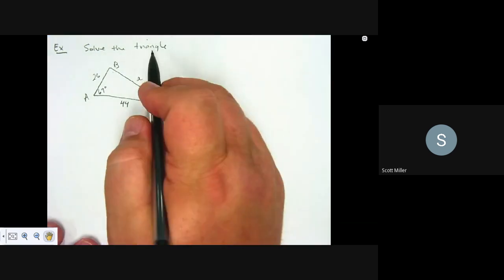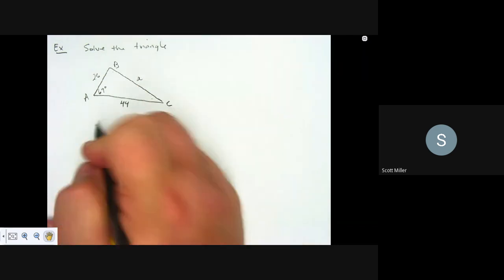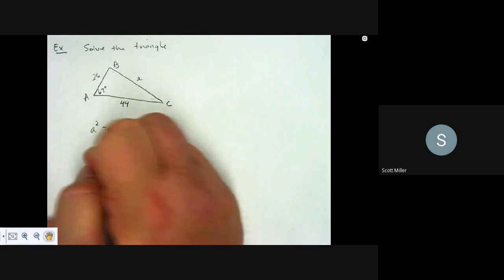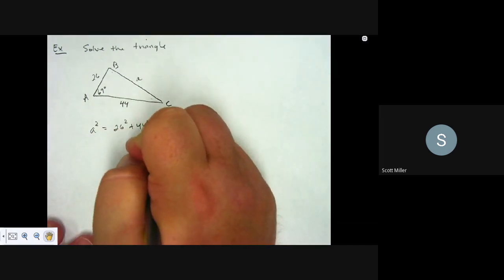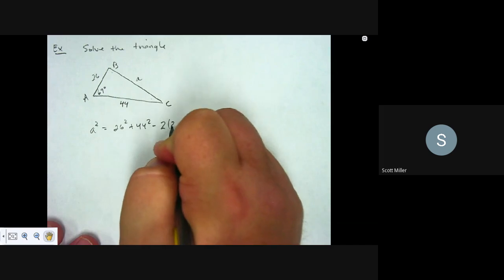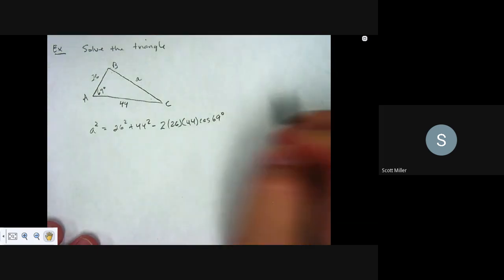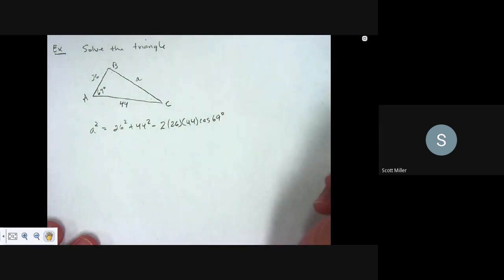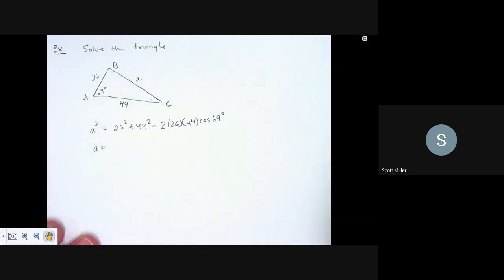Okay? So over here, law of cosines, I need to find that side. So A squared is 26 squared plus 44 squared minus 2 times 26 times 44 times the cosine of the angle between, which is 69 degrees. And so A is the square root of all this, and so A is approximately equal to, and we can type this in.